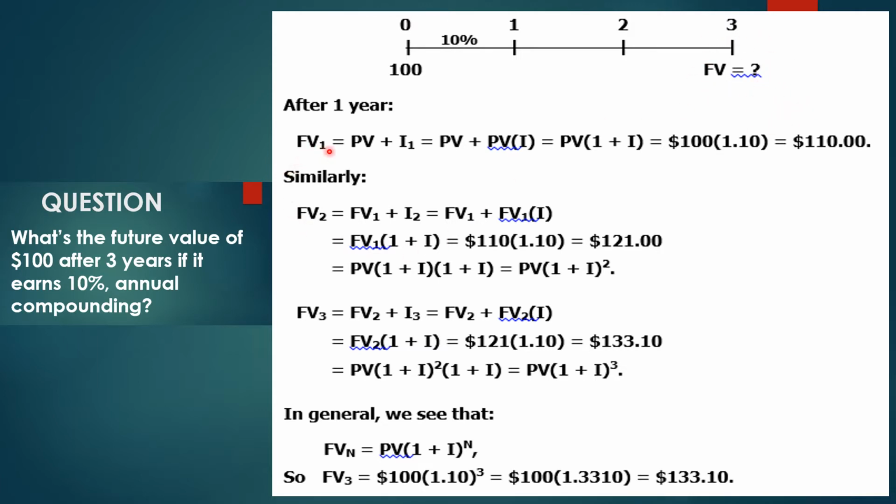So we have the formula. The future value is just equal to the present value plus interest. And that's very understandable because that's the common practice that we know: the money plus the interest.